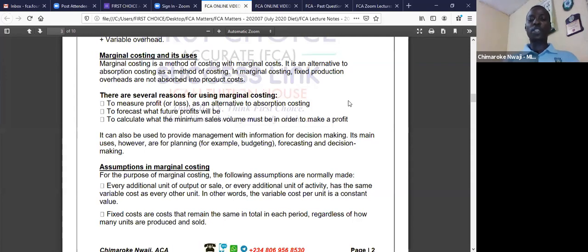But variable cost, in total terms, it varies, because if I am making 1 naira for 1 unit and I do 5 units, that's 5 naira. If I'm doing a total of 100,000 units, it's 100,000 naira. So in total terms, variable cost varies, but in per unit terms, variable cost is fixed. That's the assumption.